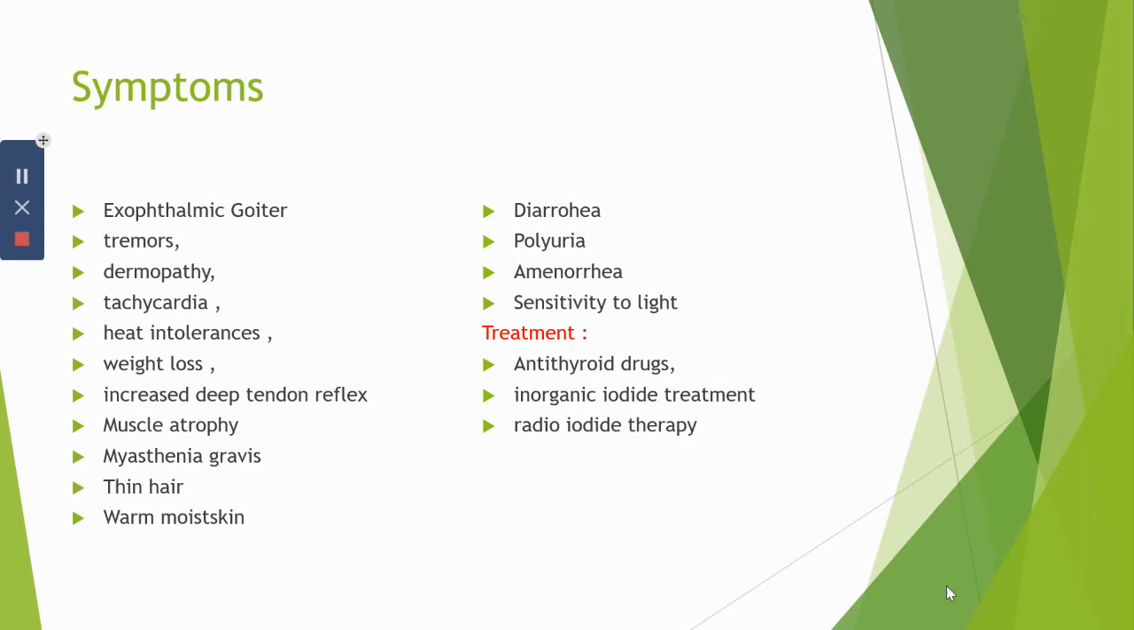Then there will be tremors, then dermopathy, that is affecting the skin, then tachycardia or increase in heartbeat, heat intolerance, weight loss, increased deep tendon reflexes, weakness in muscle atrophy, increased cardiac output, myasthenia gravis, thin hair, warm moist skin, sensitivity to light, dysphasia, that is problem in speech, diarrhea, amenorrhea, polyuria, etc. The treatment is done with the help of antithyroid drugs, inorganic iodide treatment, and radioiodide therapy, which is most commonly used.